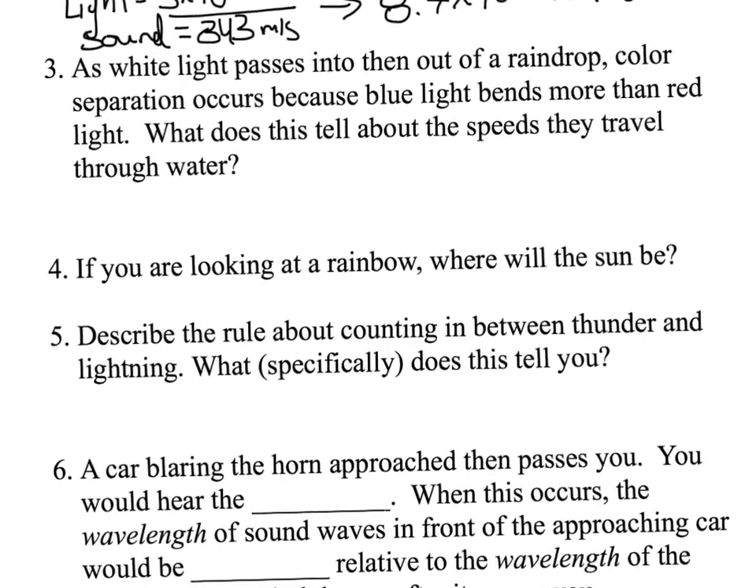3, as white light passes into then out of a raindrop, color separation occurs because blue light bends more than red light. What does this tell us about the speeds they travel through water? So blue would be a little bit slower because it bends more, and red would be a little bit faster because it bends less.